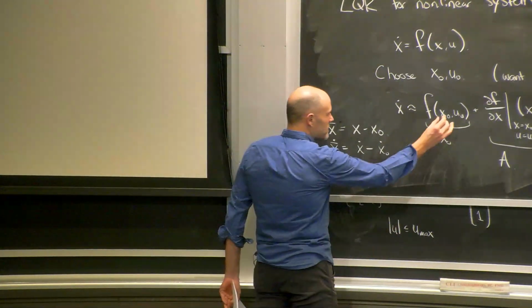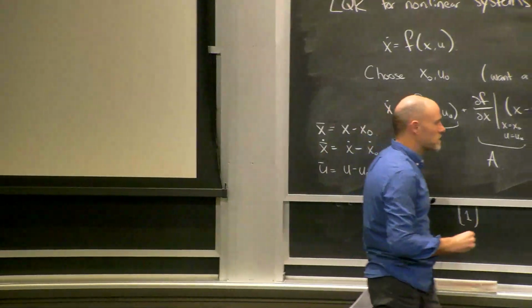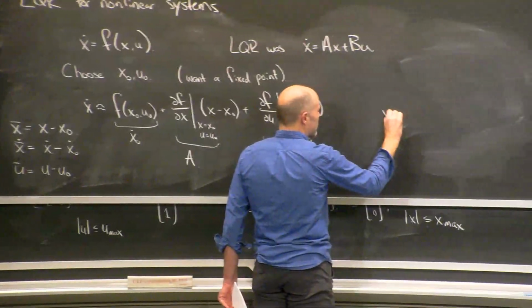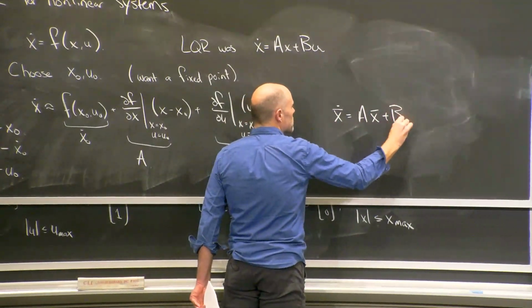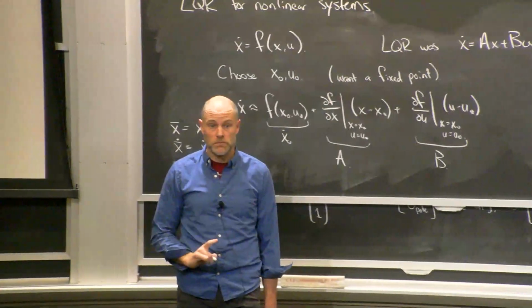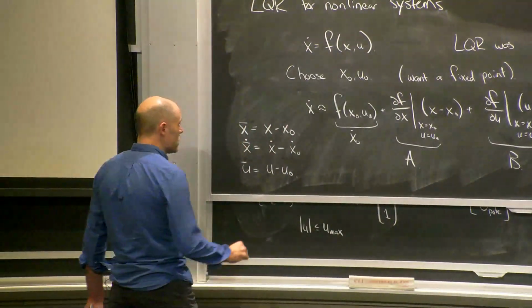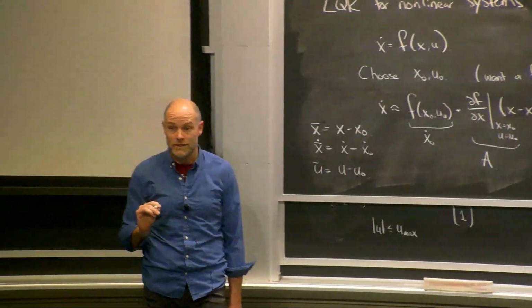So if I take this over to the left-hand side, then I can say that now I have x bar dot equals A x bar plus B u bar. Okay, and that is actually a linear system. The affine term is taken away by operating in the error coordinates.